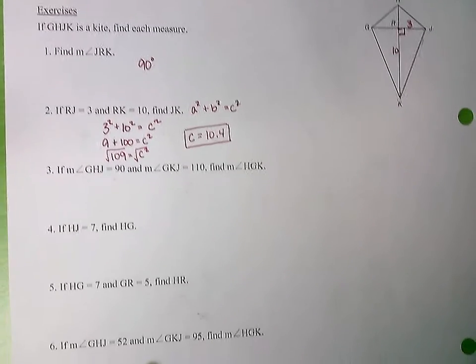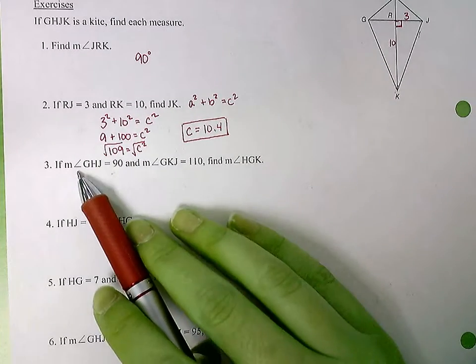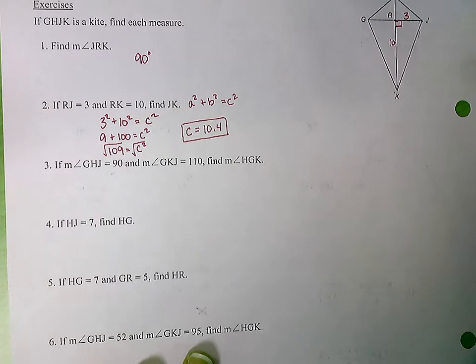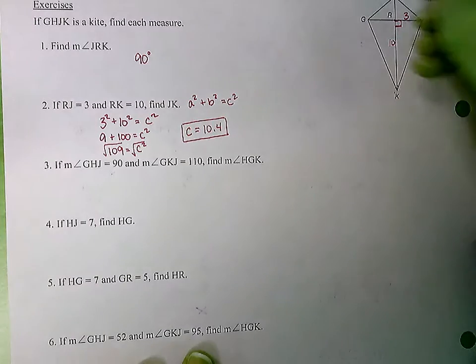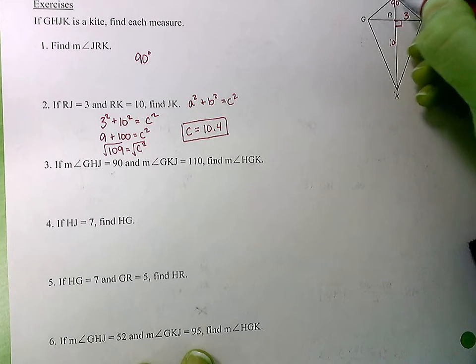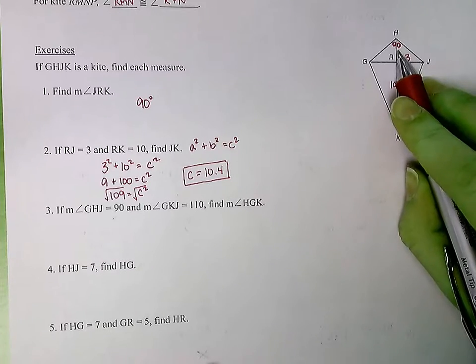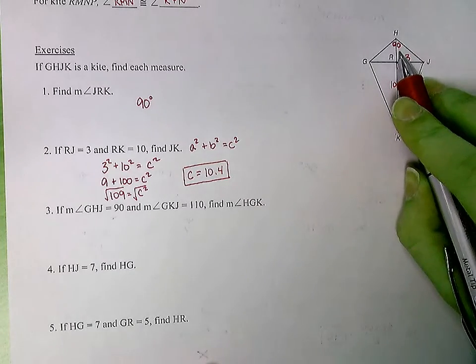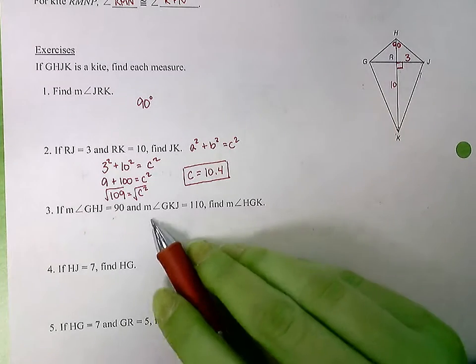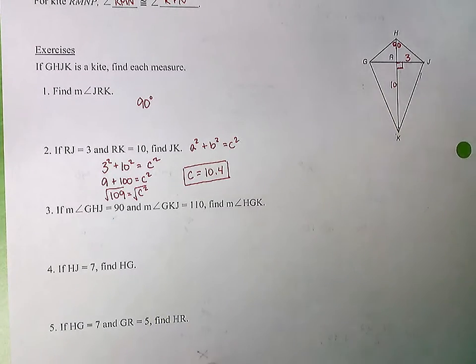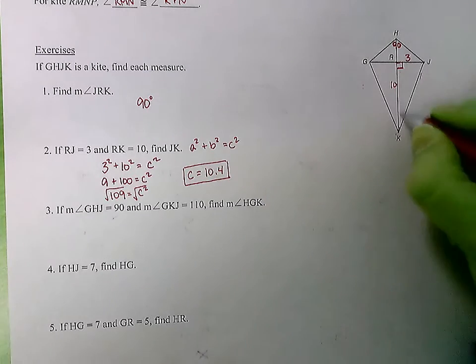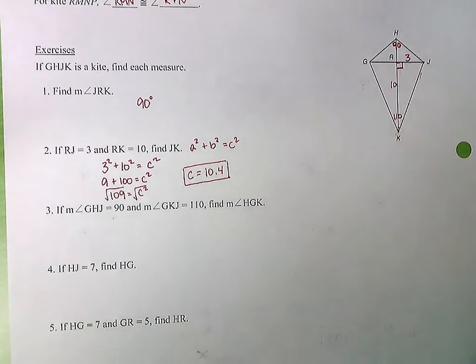Okay, then number 3, we're given the measure of angle GHJ is 90. So this whole angle here is 90. I know it's hard to see. And the measure of angle GKJ is 110. Yes, I know it doesn't look like 110. It is 110.